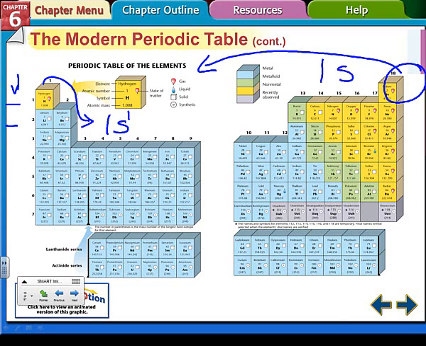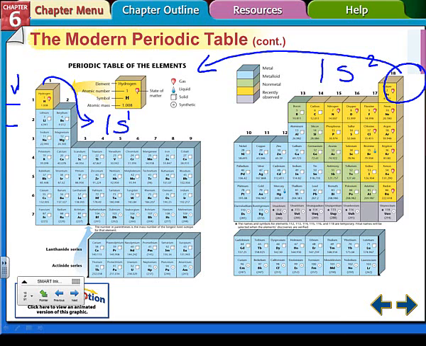See if the 2 comes up. 1s2. That means both electrons live in the first floor, the first energy level. They live in the s orbital, and for helium, there are 2 electrons. Now the s orbital can only hold 2 electrons, and the first floor can only hold 2 electrons because only the first floor has an s orbital.